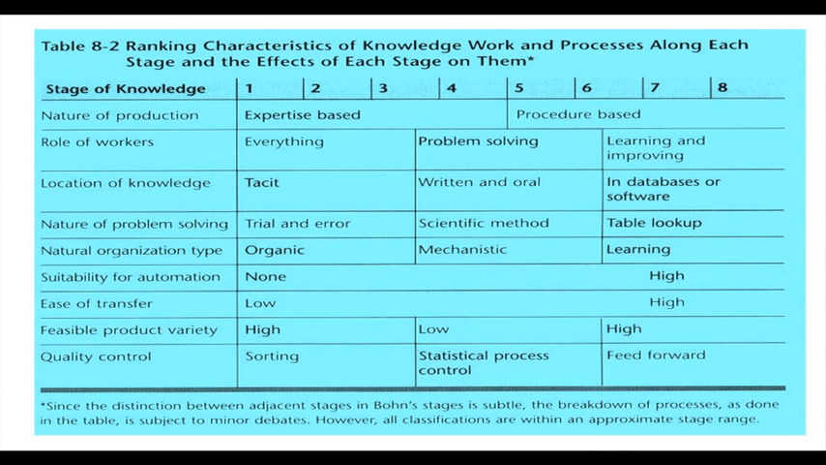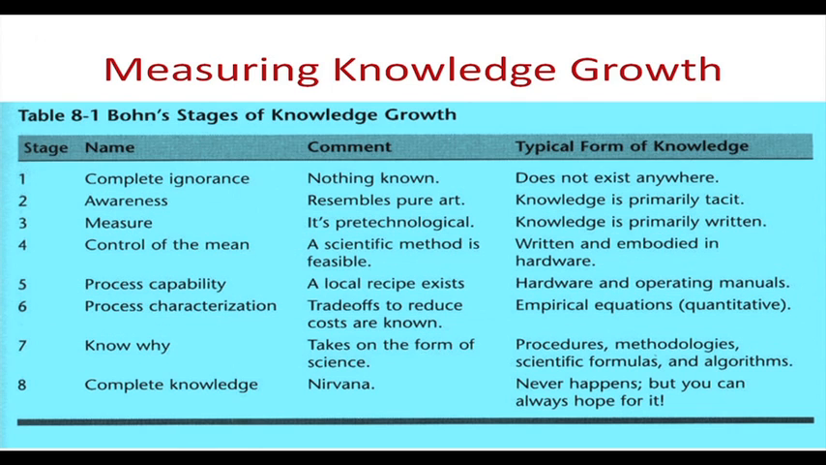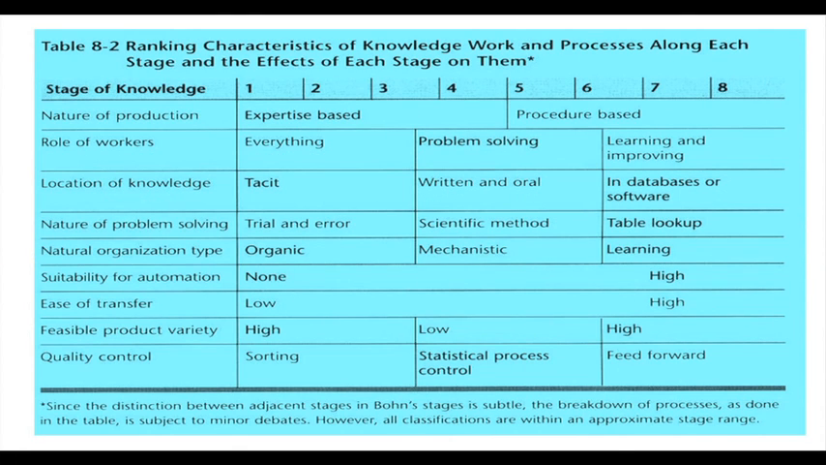Now, if you look at the different stages of knowledge from the earlier slide, from complete ignorance to complete knowledge, you also see different characteristics of knowledge work and processes on these stages. You can see the nature of production. Okay. You move from expertise to procedure based. Workers, at the first few stages you do not have any role to play, then you try to solve the problem and then try to move up the learning curve, right.